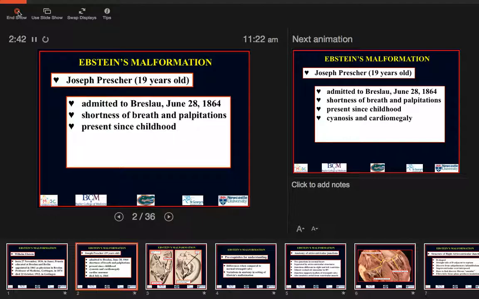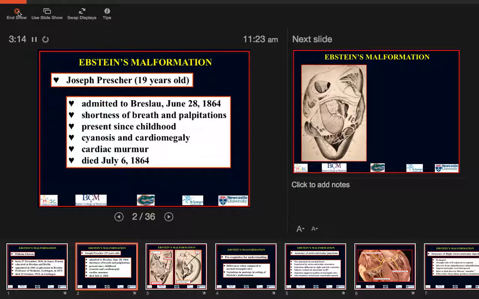It was established symptoms had been present since childhood, and when Ebstein examined Joseph, he found he was blue, he found he had a big heart. When he put the stethoscope on the chest was full of murmurs, again a feature which you will recognize nowadays. Sadly, little could be done for Joseph. He was in severe heart failure. They treated him with morphine for his cough, but to little avail, and he died shortly thereafter, July 6, 1864.